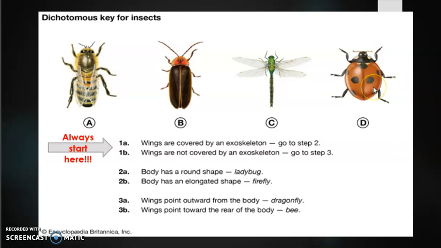And then I'd go to bug D, start at 1 again. Are the wings covered by an exoskeleton or not? They are covered, so I'd go to 2. Does it have a round or elongated shape? It is definitely round, so that is a ladybug. Okay, so that is how these work with real organisms.